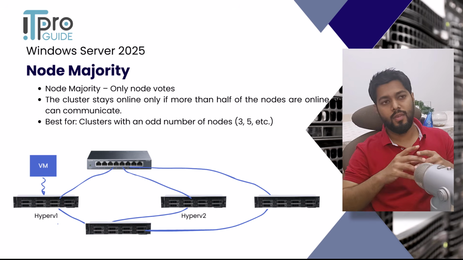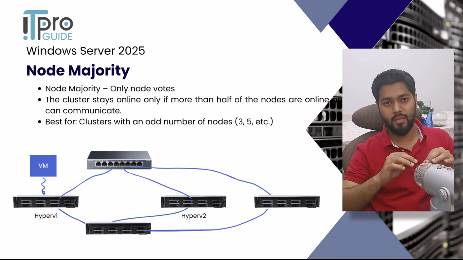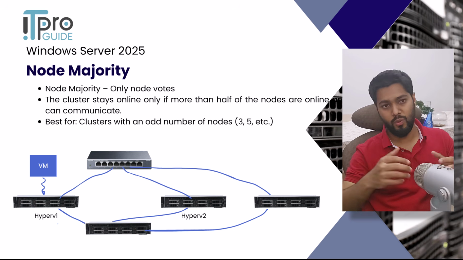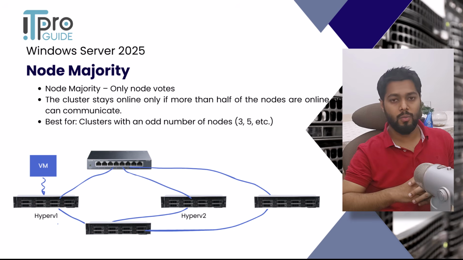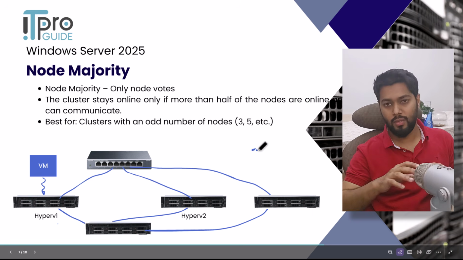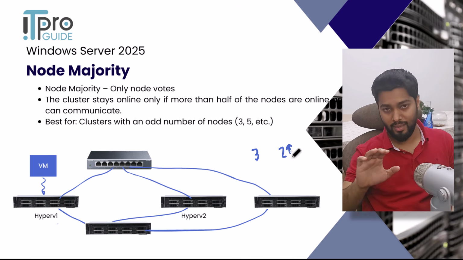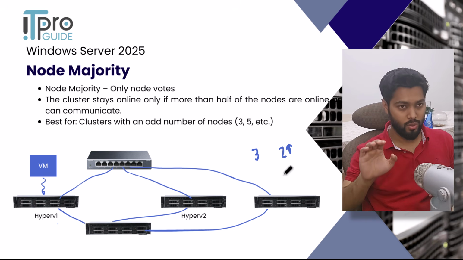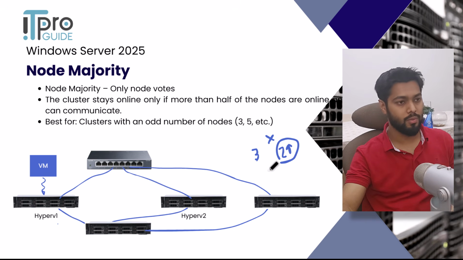Let's start with the node majority. As I mentioned earlier, this model works best when you have an odd number of nodes like 3, 5 or 7 Hyper-V hosts. This is going to be the best case. For instance, let's try an example with a 3 node cluster. The cluster will stay online as long as 2 nodes are online and communicating. If 2 nodes go offline, then the cluster shuts down to avoid a split brain situation.